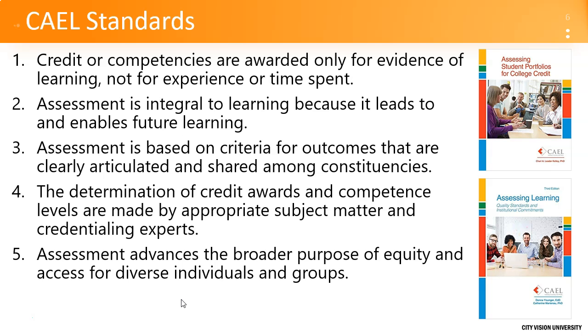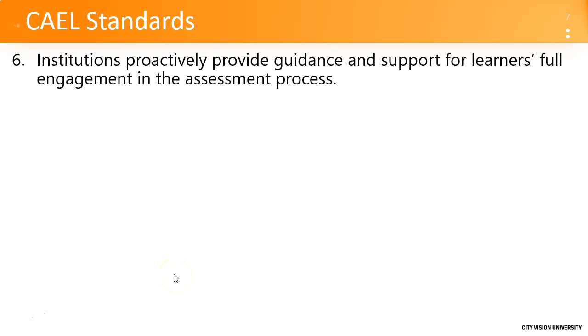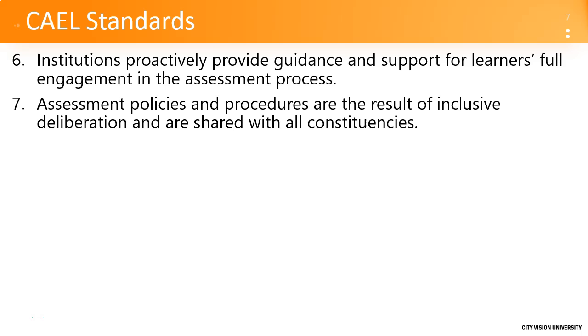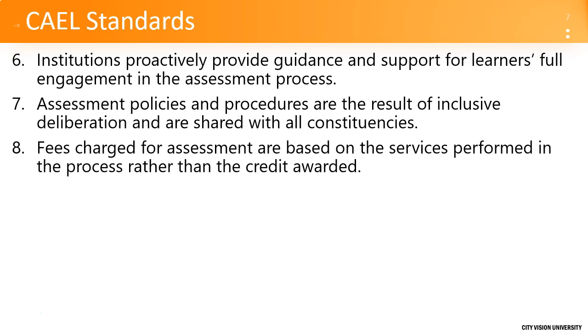The whole goal is to be more equitable in this process. That's what number 5 is about. Number 6, we try to provide a lot of guidance for you in this process. Number 7, we have clear policies and procedures. You'll see our handbook. We provide fees. So the way the fees work, your fee is a one-time fee. It's not based on the number of credits that we award to you. That would create a perverse system where the institution wants to give you as many credits as possible, because then they're going to charge you more for those.